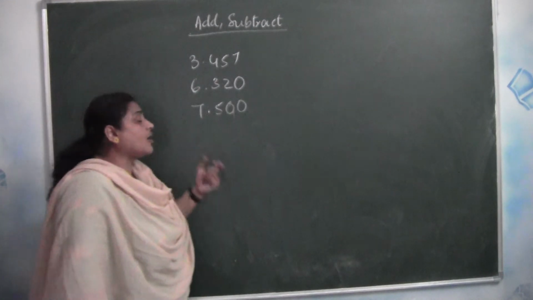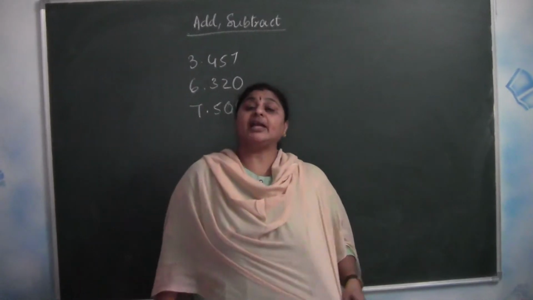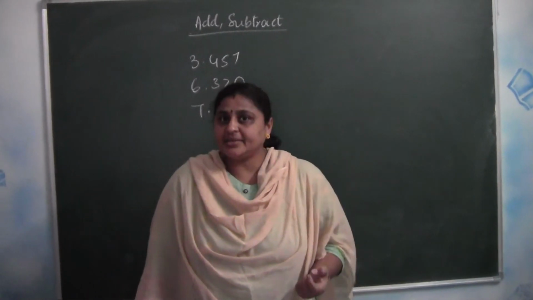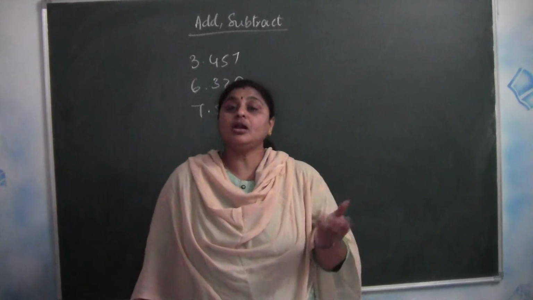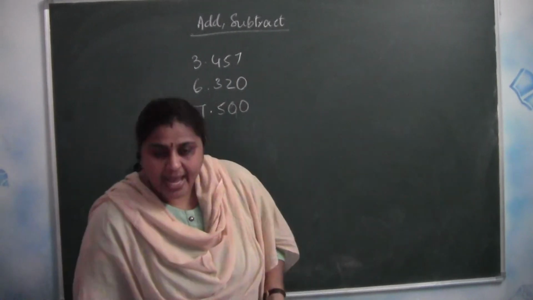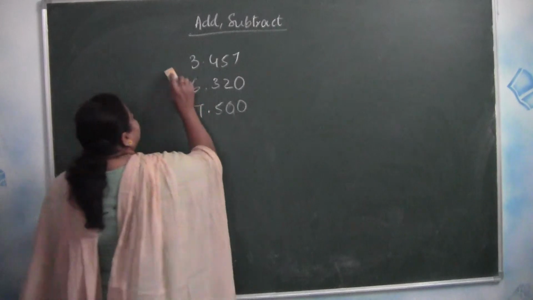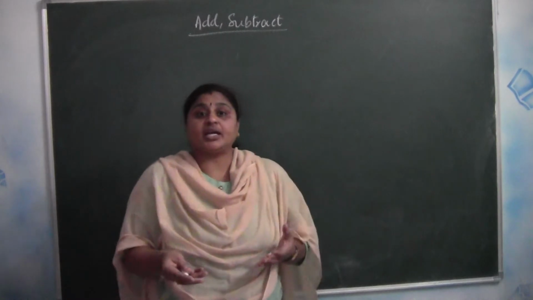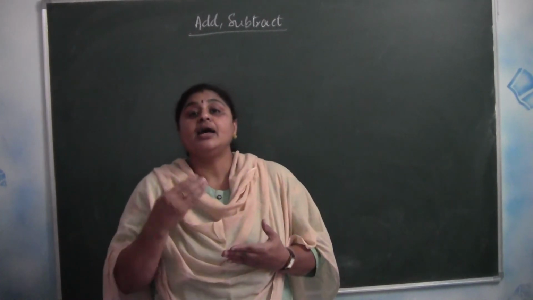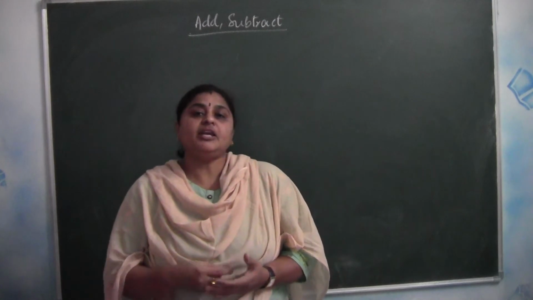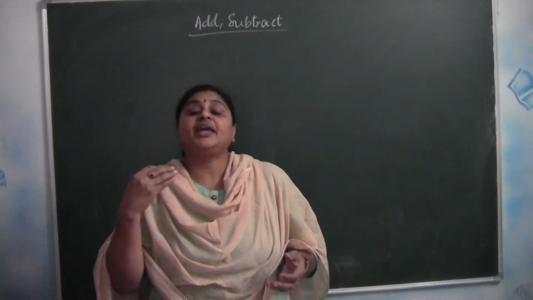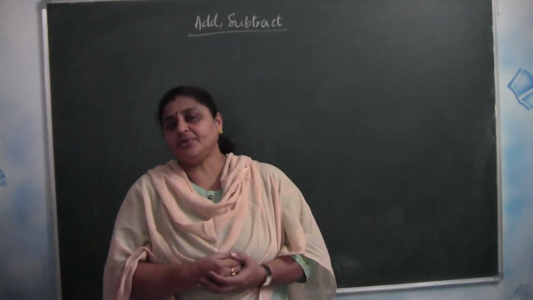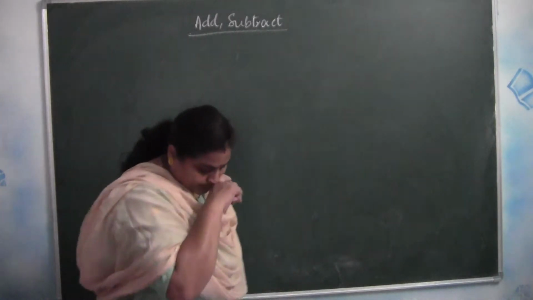Got it, children? Now this concept you are going to use while comparing the decimals, while adding the decimals, and while subtracting the decimals. So before adding or subtracting any decimals, whether 2 decimals or 3 decimals, first we have to check whether they are like decimals or not. If they are unlike decimals, we have to first convert them into like decimals and then add. Okay, now let us see one example.